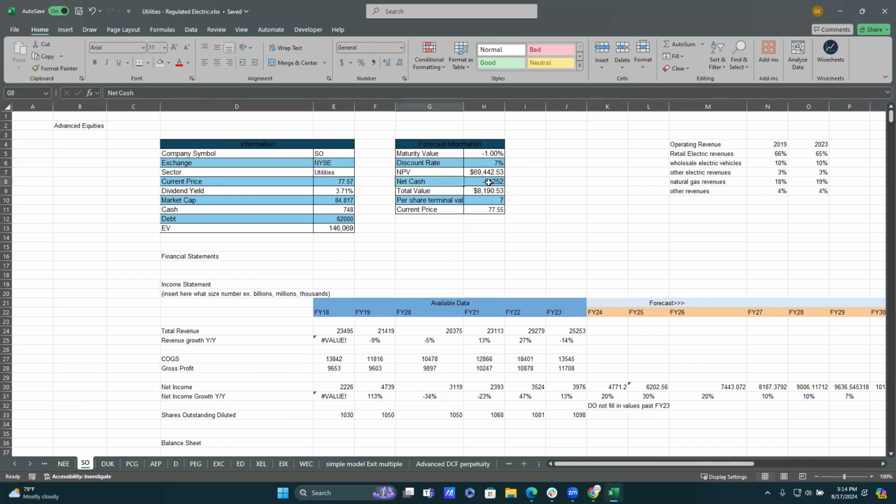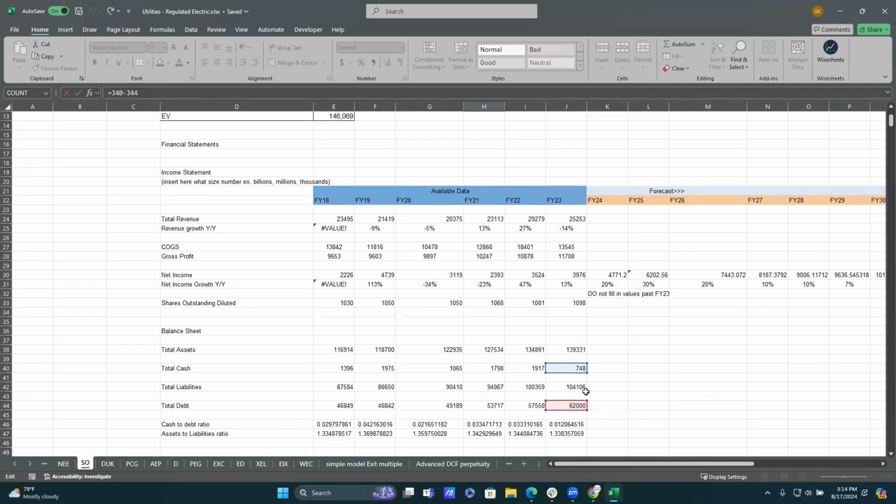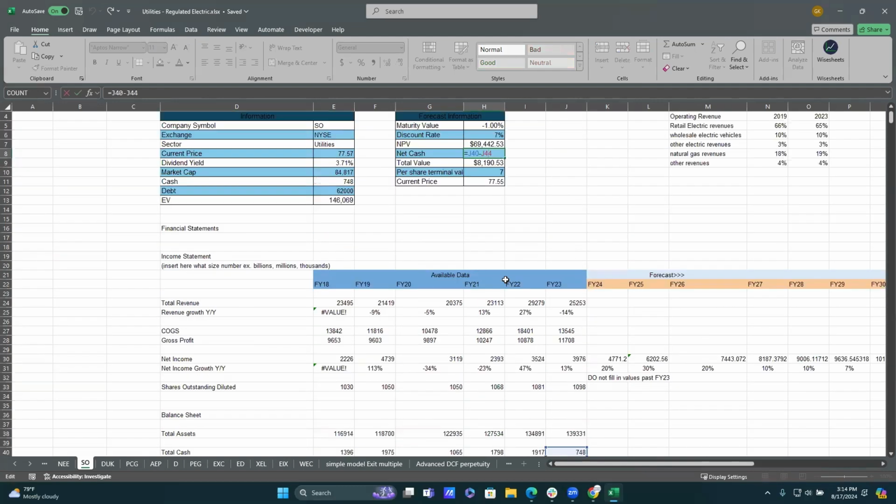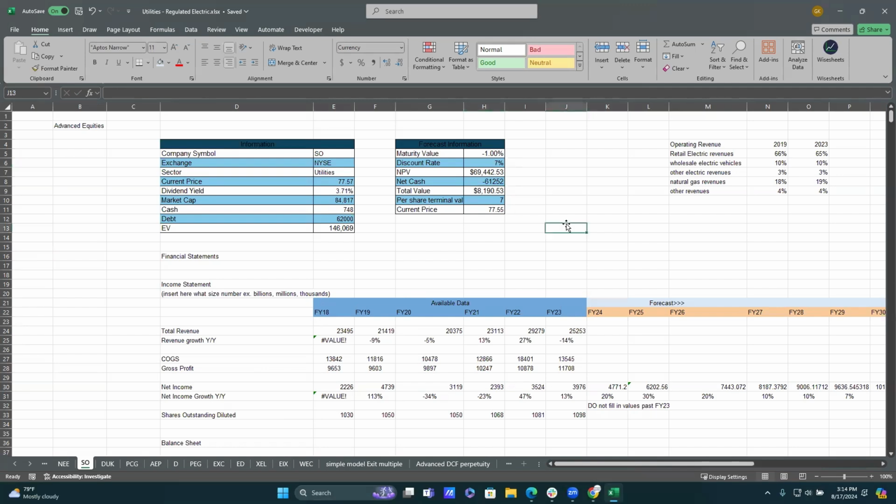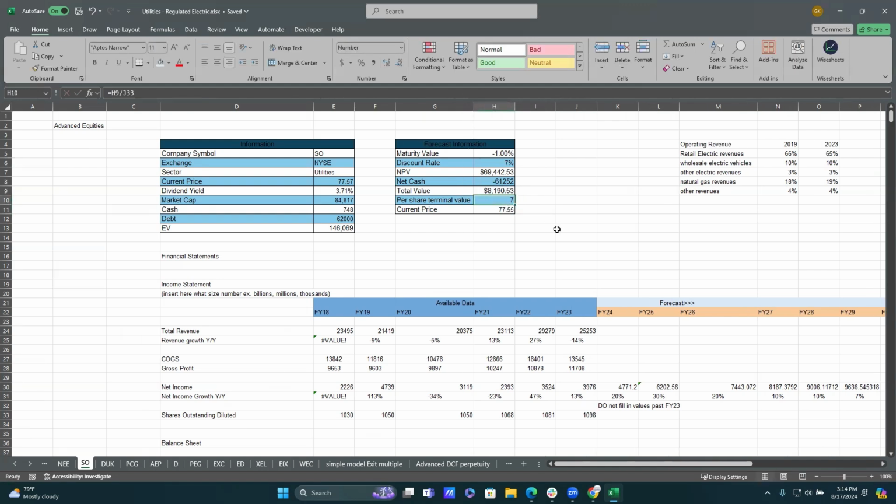That's just a formula. Net cash is just your cash minus your debt. And then of course your total value. We also covered that in webinar 4, so you can go back and watch that. And then after doing all of that, we get a per share terminal value of, it looks like, 7.